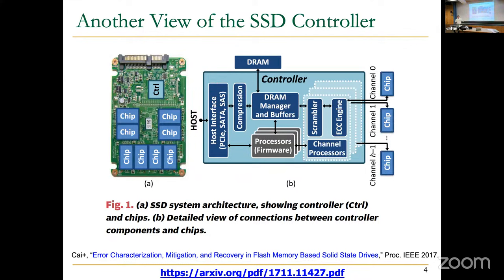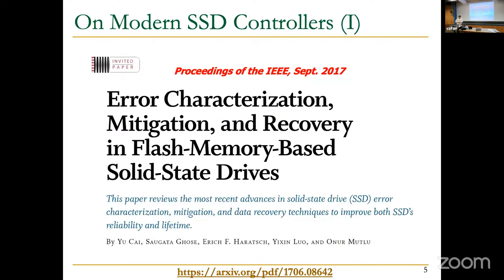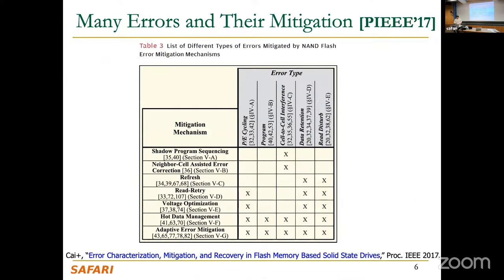I'll not go into more detail about this, but I think we will have lectures on flash chips towards the end of the course. If you want to get a head start, per se, on those lectures, you can take a look at this paper on modern SSD controllers.